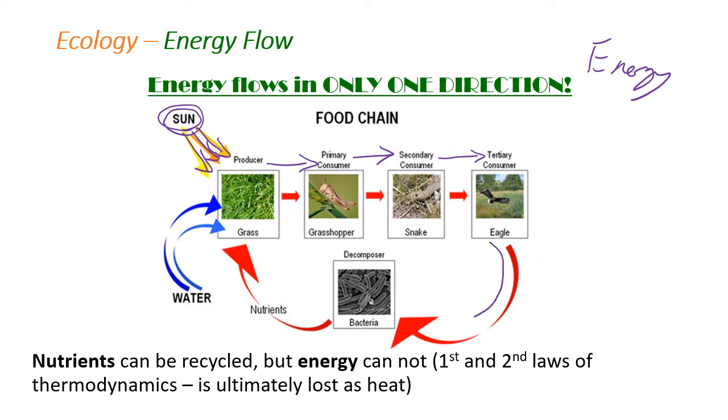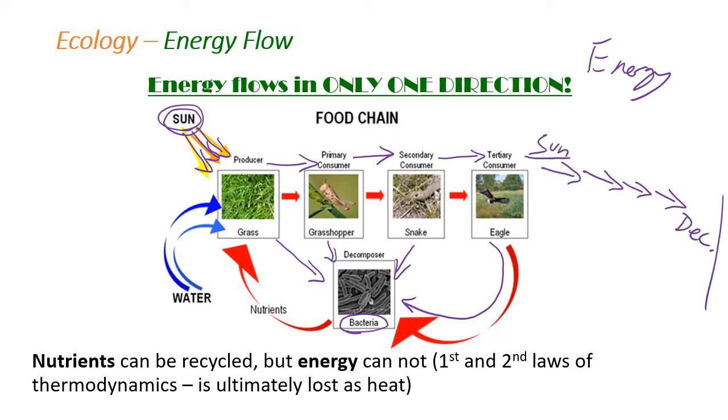Everything is going to die and everything is going to be decomposed. And those decomposers, in this case the bacteria, are getting energy from all of those things, from the grass, the grasshoppers, the snake, the eagle, from all of their waste, from all of their dead bodies. That is where energy stops. Energy is going to stop with your decomposers. So energy basically goes through an ecosystem from the sun to the decomposers, and then it stops. It's just stonewalled there.